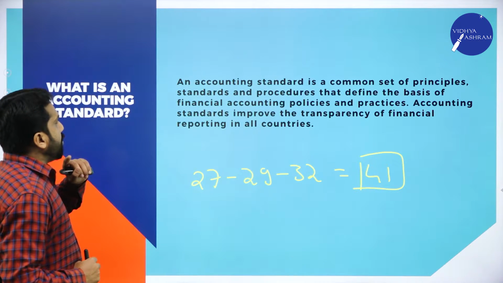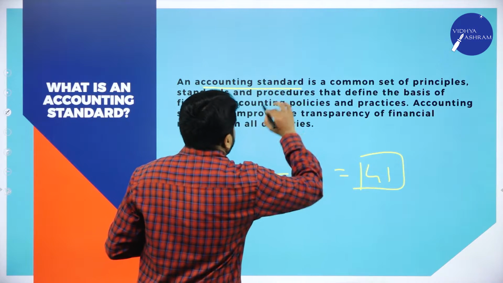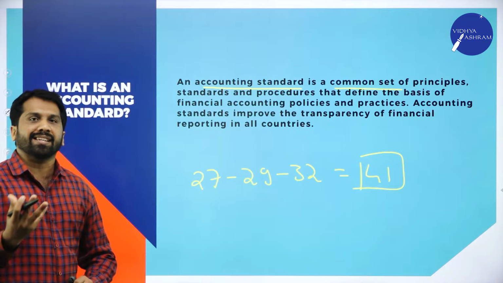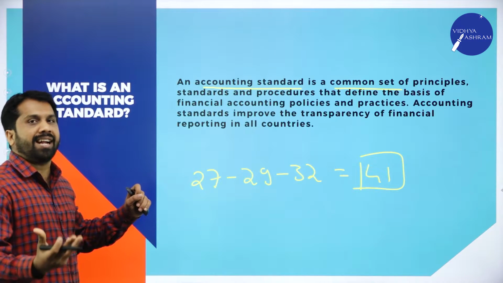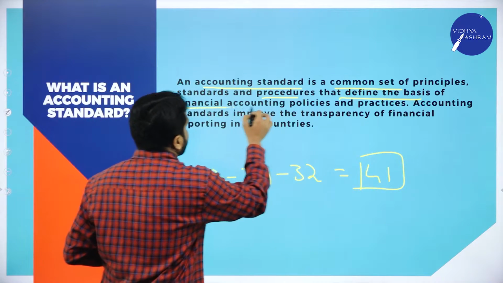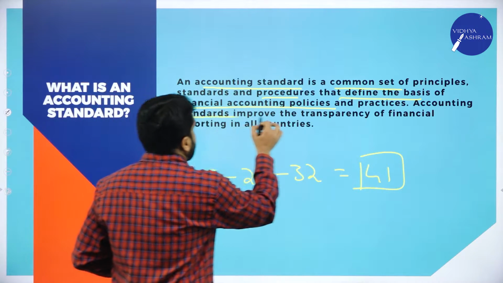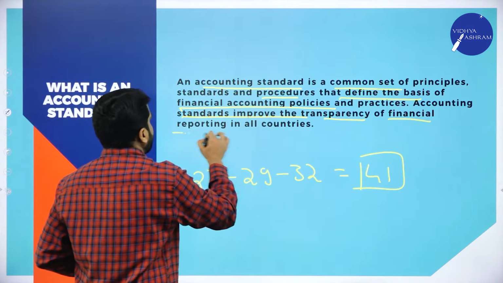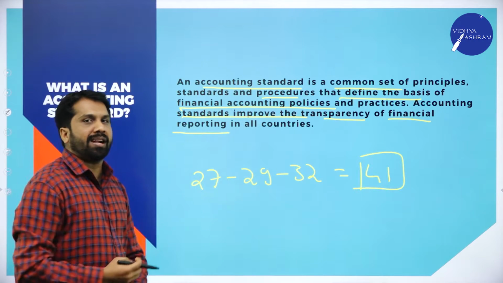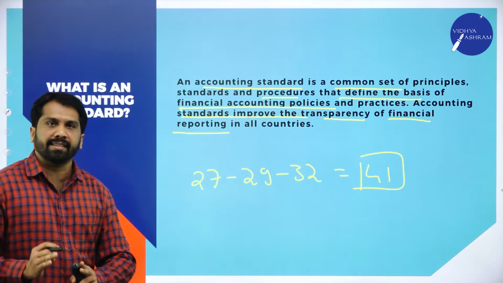Now, what is the meaning of Indian Accounting Standards? An accounting standard is a common set of principles. Principles means rules and regulations or disciplines, standards and procedures that define the basis of financial accounting policy and practices. Accounting standards improve the transparency of financial reporting in all countries. Country-wise, we have accounting standards. For India, we are following Indian Accounting Standards. Clear? Yes.